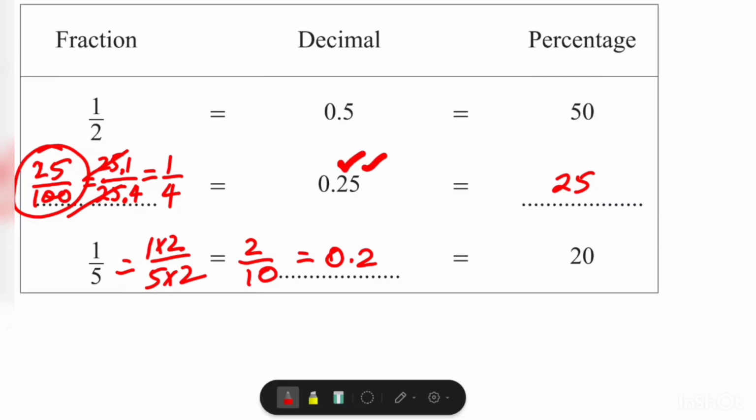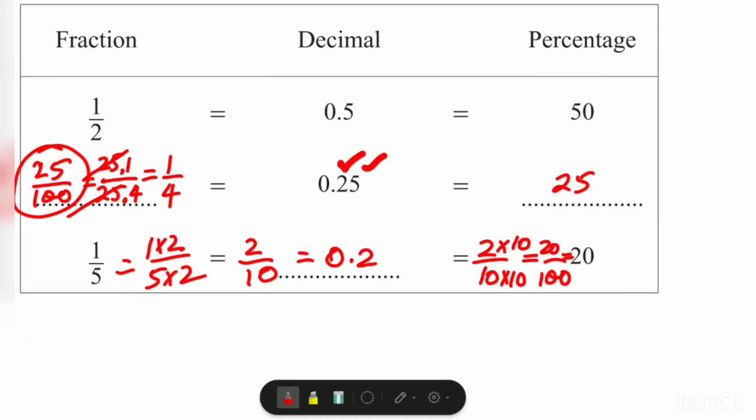Now, if we want to convert the denominator into 100, look at it. It is 2 by 10. So multiply by 10 will give us the denominator 100. So it is 20 by 100, which means 20%. So finally it is 20%, which is already written there.